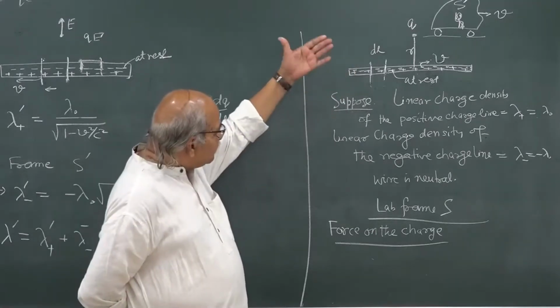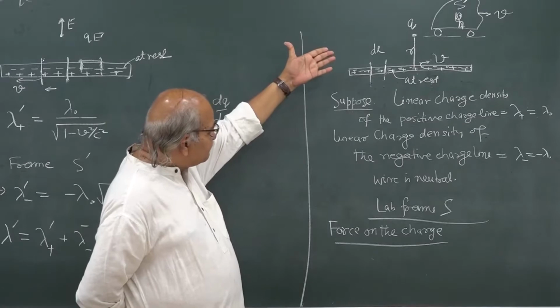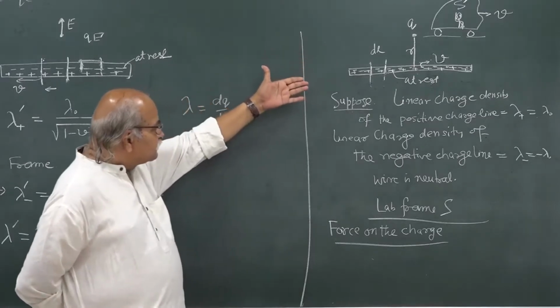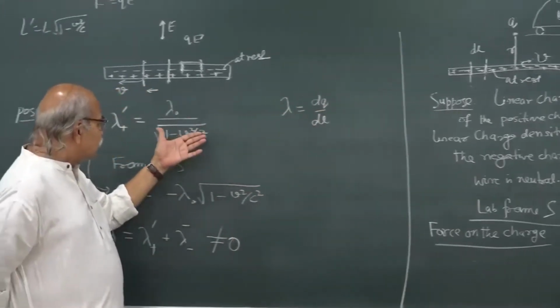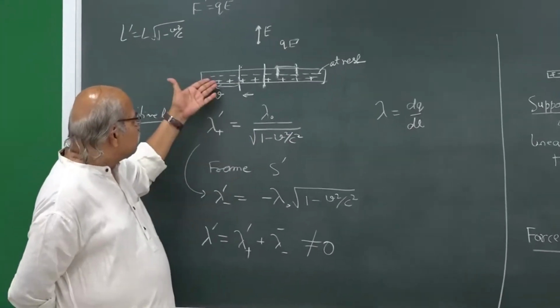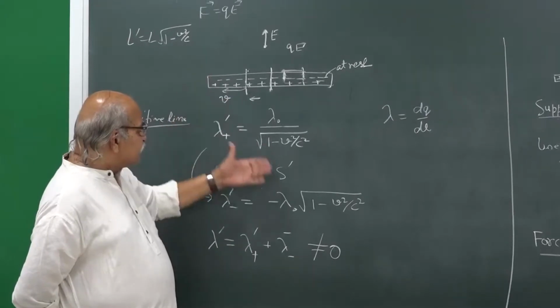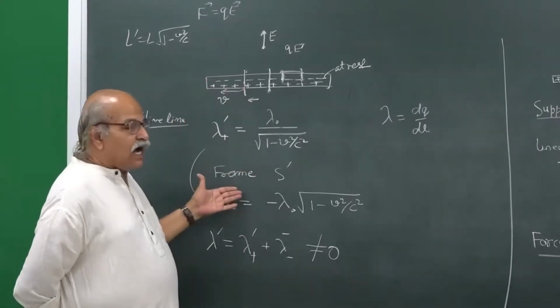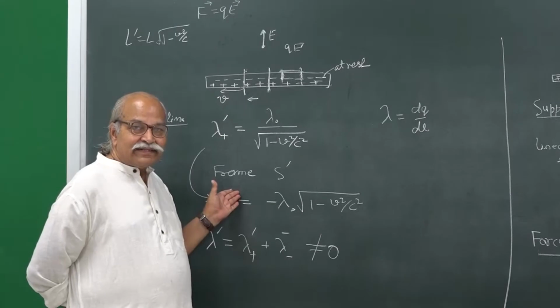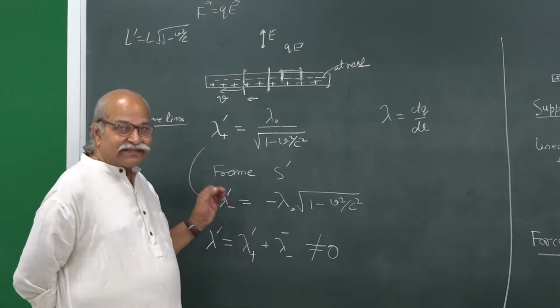Then you go to that trolley frame, and in this trolley frame you see that the charge densities are different. The positive charge density is more and the negative charge density is less, and therefore, there is an unbalanced resultant positive charge density.